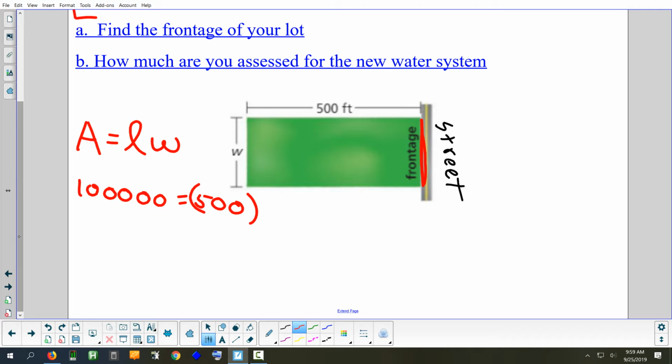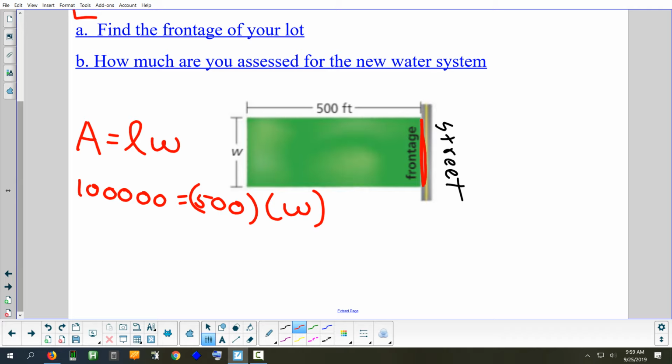So what do I put? Well, we don't want to just guess a number. What do we want to put? A letter. What letter should I put? W. Yeah, use the letter they already have. Just fill in every number that you can. Leave the one thing that you don't have.